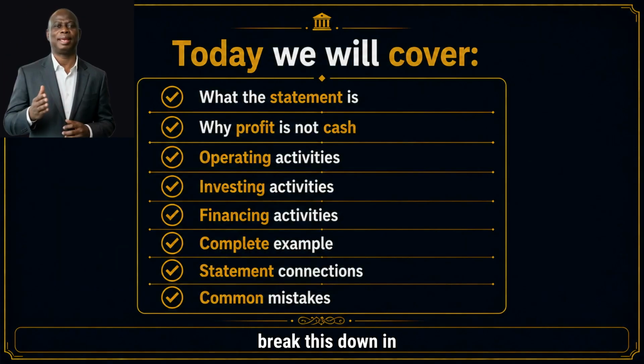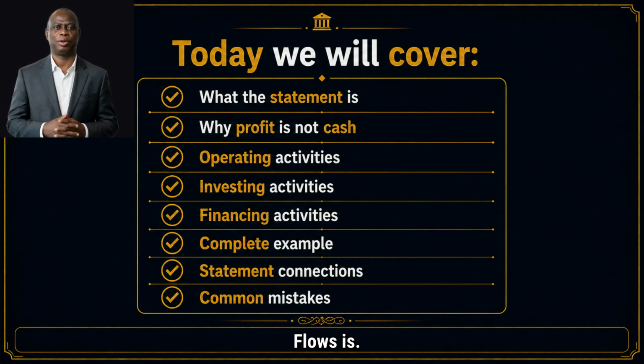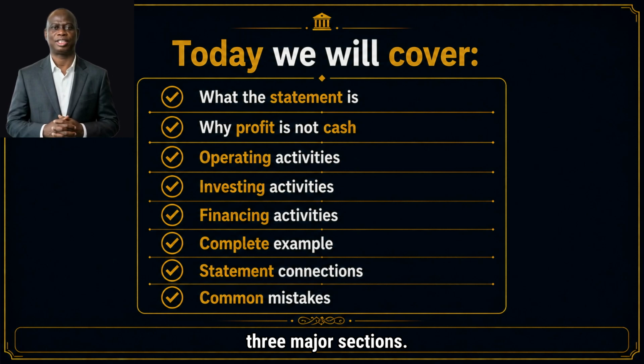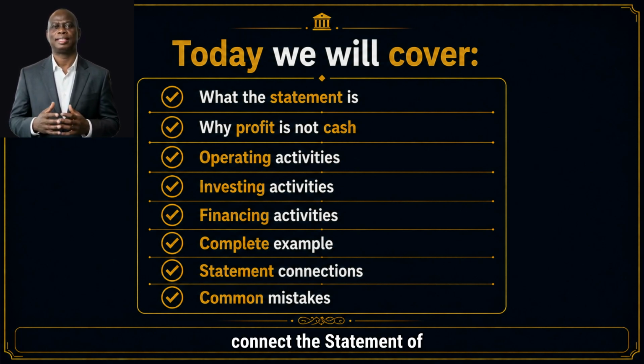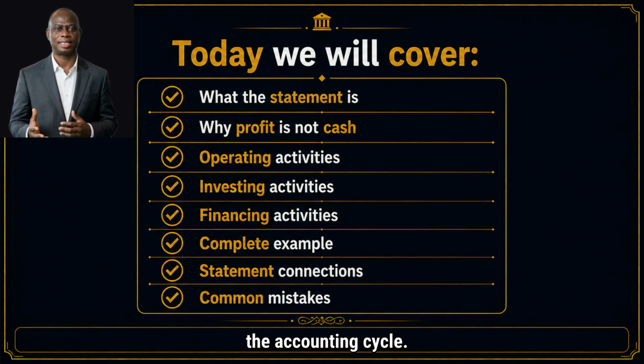So today we will break this down in a simple way. We will explain what the statement of cash flows is. We will explain why profit is not the same as cash. We will cover the three major sections. We will build a complete example, and then we will connect the statement of cash flows to the other financial statements and the accounting cycle.